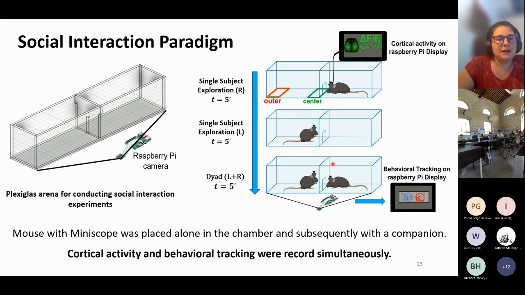The experimental paradigm foresees an initial habituation phase, in which the single subject with the miniscope on its head was placed alone into the chamber for 5 minutes to explore the environment. And finally, in the last session, both subjects were placed in their respective chambers to record the social interaction session. Behavior and cortical activity during all the experiment were monitored using a Raspberry Pi system.